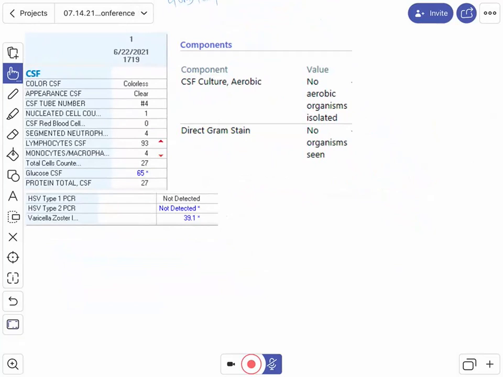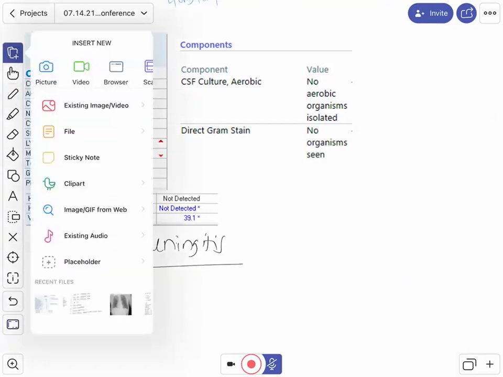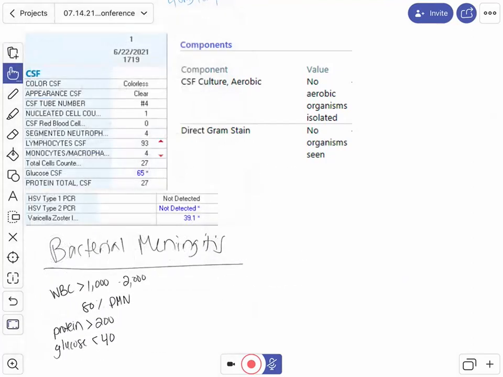Okay, so for bacterial meningitis, low glucose, do you have a number that you use? Great. So we're going to look at glucose. What else do you look at? Protein, high or low? Okay. And then what else do you look at? Yeah, your cells and your differential. So I'll drop in the criteria that most people use. White blood cell count about 1,000 to 2,000, generally PMN predominant, protein level greater than 200, glucose less than 40.